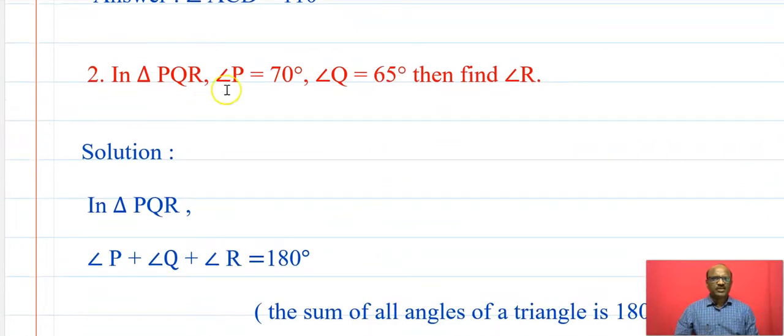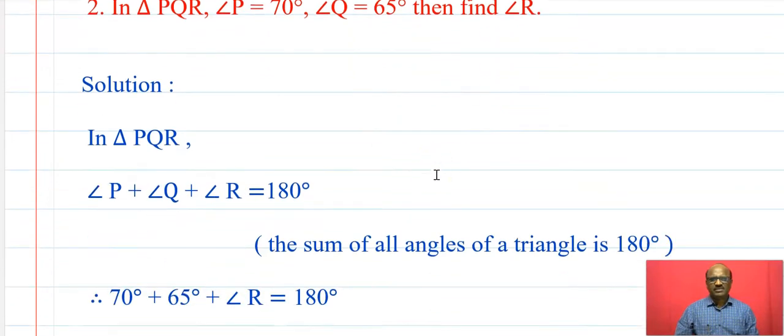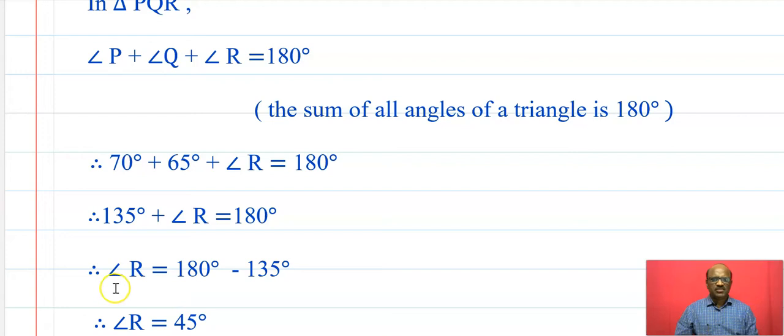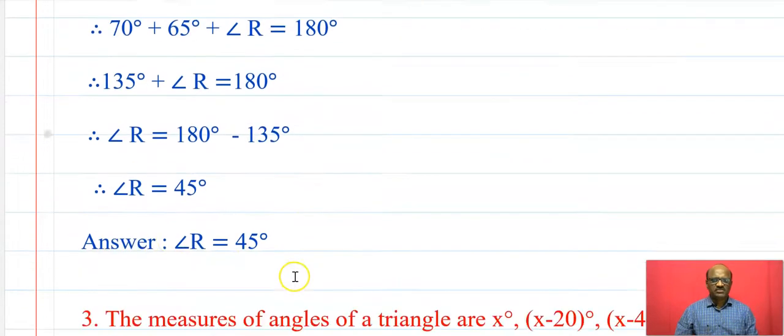Next, in triangle PQR, the measure of angle P is 70 and the measure of angle Q is 65. Find the measure of angle R. The sum of the measures of the angles of a triangle is equal to 180. The measure of angle P is 70 degrees, Q is 65, plus the measure of angle R is equal to 180. That is 70 plus 65, which is 135, plus the measure of angle R is equal to 180. Therefore, the measure of angle R is equal to 180 minus 135, that is equal to 45. And hence the answer: the measure of angle R is equal to 45.